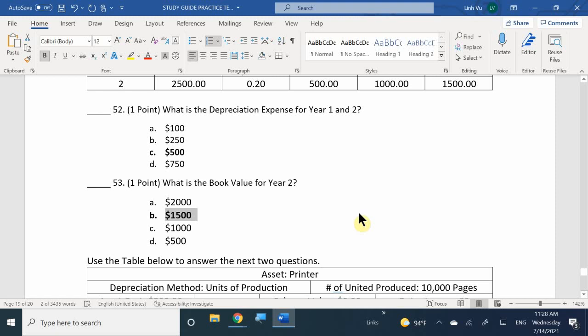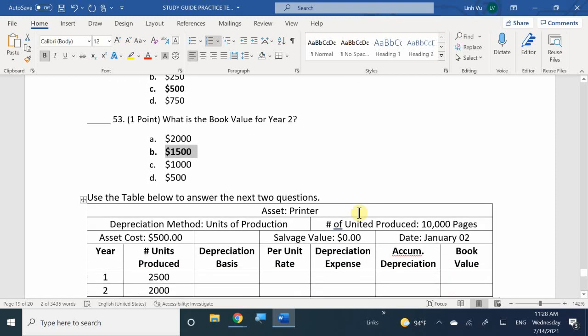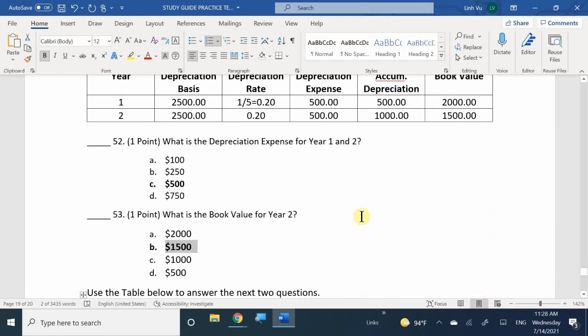All right. So that's pretty much what I'm going to be asking you: a small table like this. I'm going to ask you to depreciate for year 1 and year 2, and then I'm going to have you guys pretty much fill out the whole table. And I could ask you questions whether it's about the depreciation expense or it could be about the book value. Okay. So that was that one.